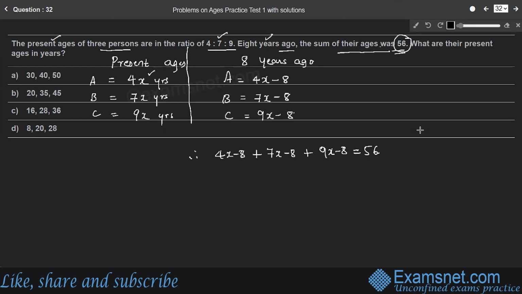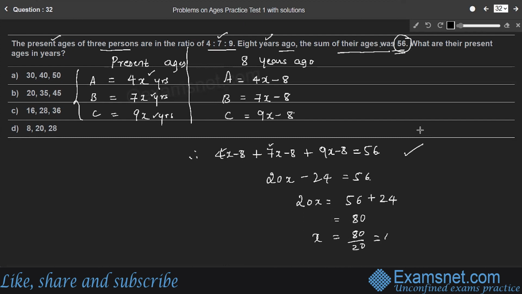To find their present ages 4x, 7x and 9x, we need the value of x, right? So using this equation, 8 years ago the sum of their ages, we'll find the value of x. So 4x plus 7x is 11x plus 9x is 20x. Here minus 8 minus 16, so minus 8 becomes minus 24 is equal to 56. So 20x is equal to 56 plus 24. So it is 80. Therefore, the value of x is 80 by 20, which is 4.